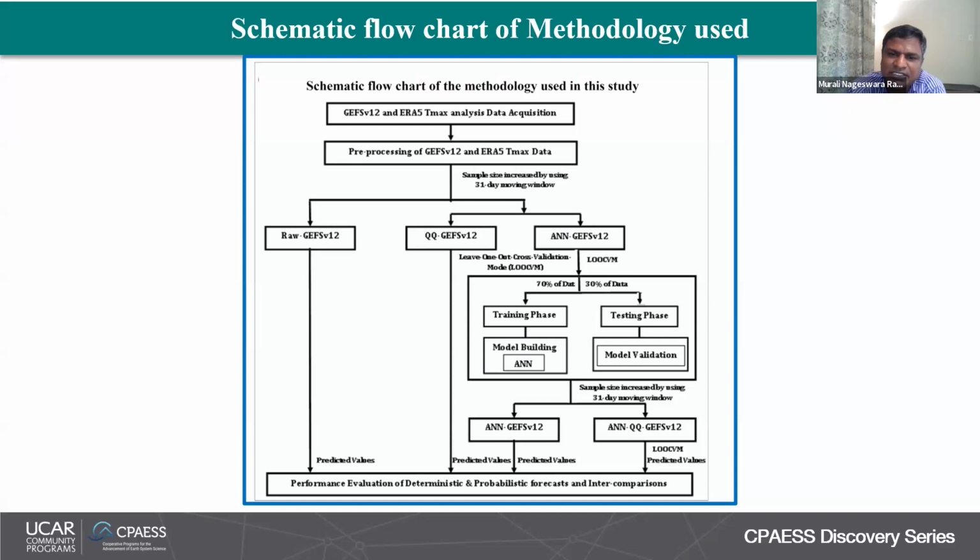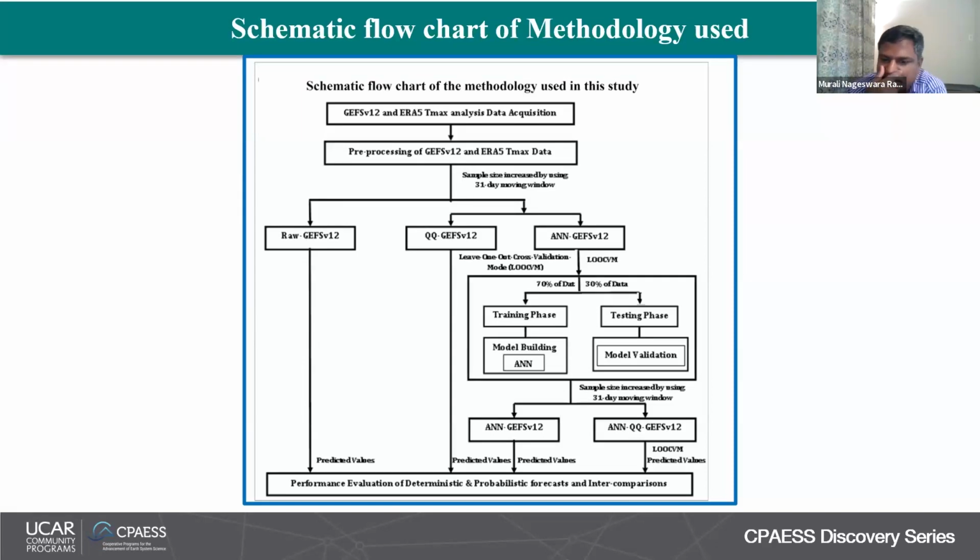For the 20 years, the withheld means the particular year and the particular day we are predicting; that day only we are keeping withheld, and the remaining all the data set we have used. Here the raw product we have considered separately, and after that we are applying the Quantile-Mapping method and the ANN deep learning method in this way.